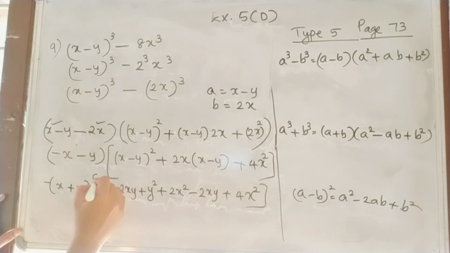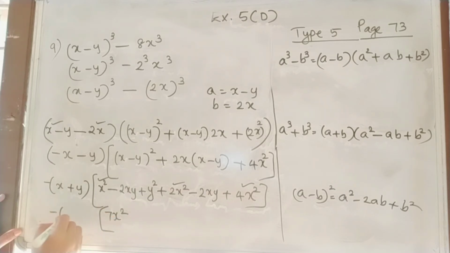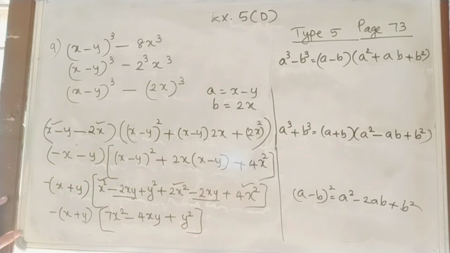Is there anything to add? x square, 2x square, that is 3x square, 3x square plus 4x square, 7x square. Then already negative of x plus y is outside. Then negative 2xy, negative 2xy, it will be negative 4xy. Then plus y square. Okay, up to this understood, no? So negative of x plus y into 7x square minus 4xy plus y square. So no need of square bracket. You can directly put a single bracket. Okay, that is the answer.